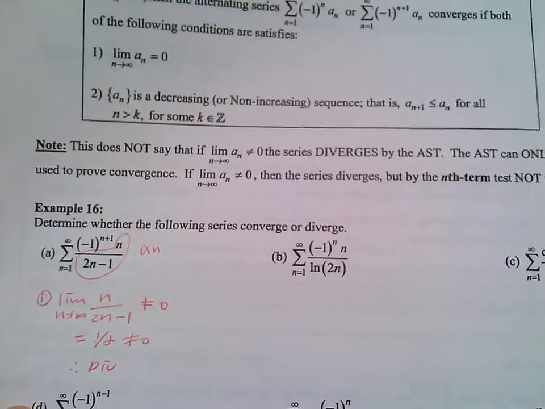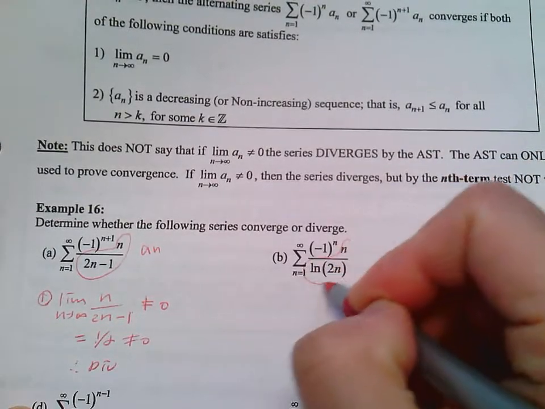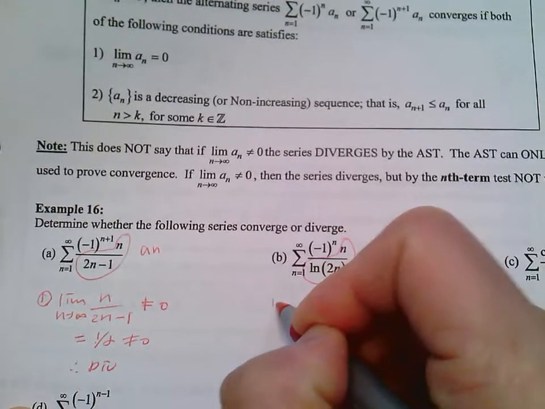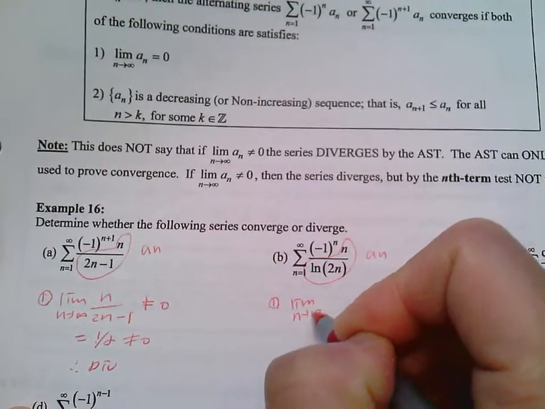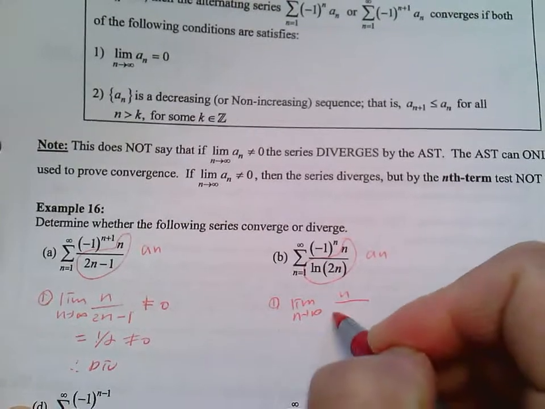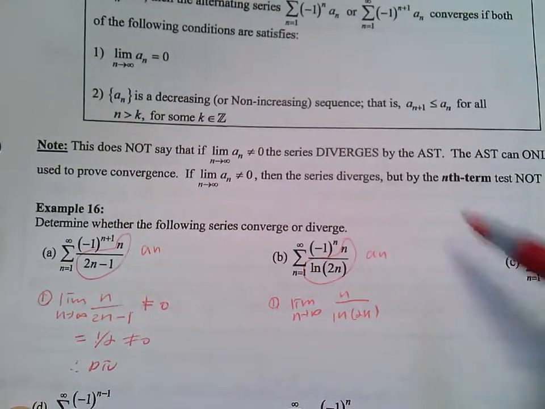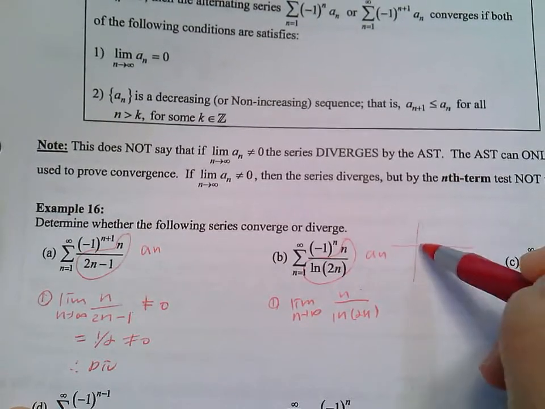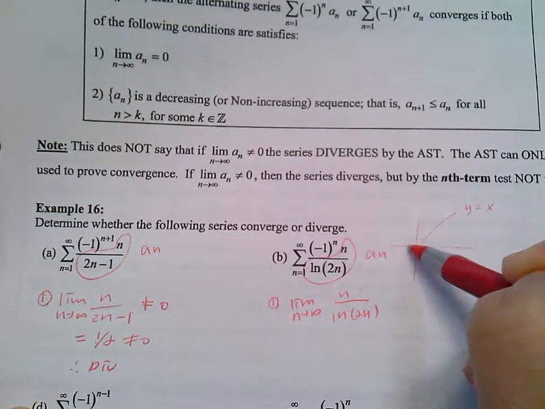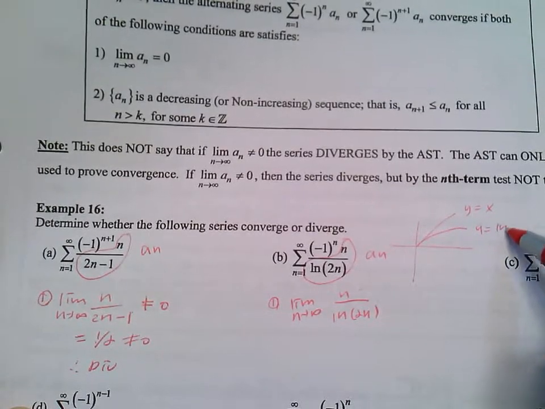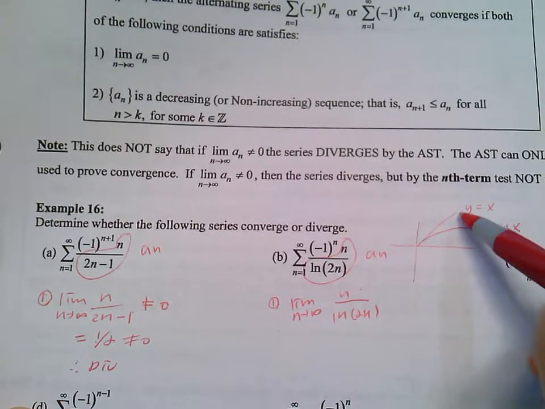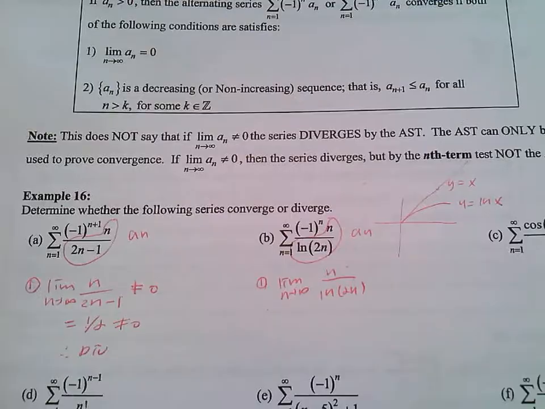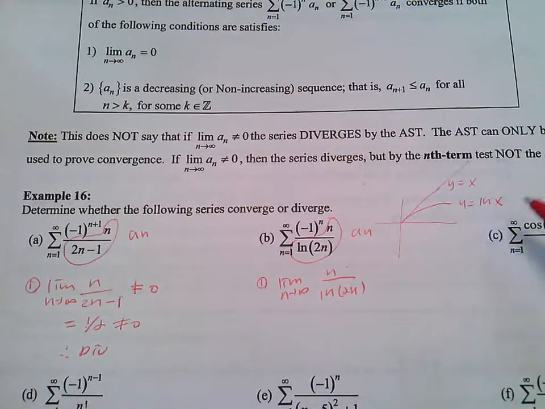All right, now let's try the next one. So this is my a sub n. Now the limit as n approaches infinity of n over ln of 2n. It looks like an x over ln x graph, so you can just compare. This is the y equals x graph, and this one is the y equals ln x graph. Which one is increasing faster? We know y equals x is increasing faster than ln x.